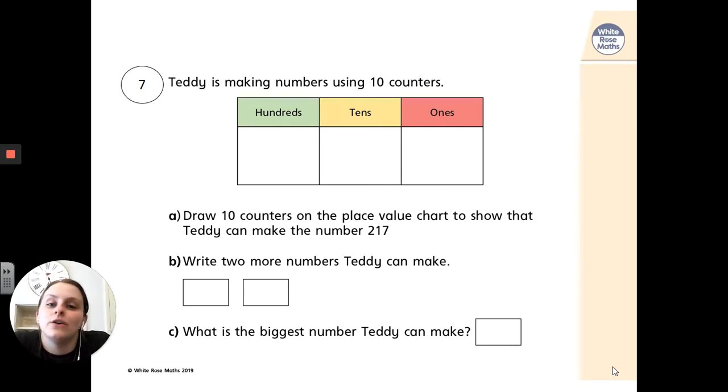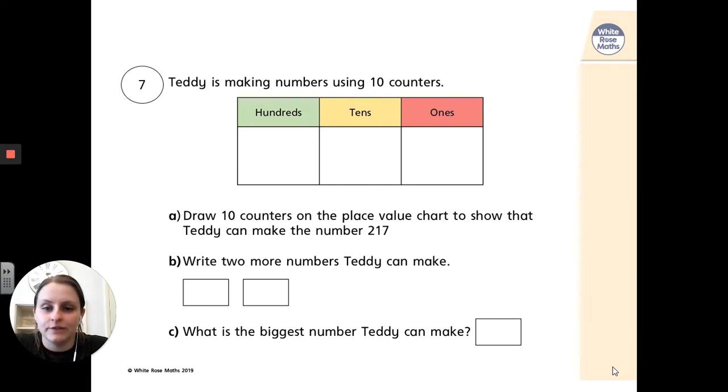Teddy's making numbers using 10 counters. So that's really important, so you need to remember how many counters he's using. So you might want to draw a place value chart. Now you don't have to write the full words of hundreds, tens and ones. Like we do in class, you could just draw your chart and write HTO, a bit quicker.